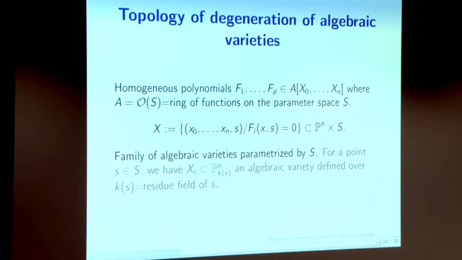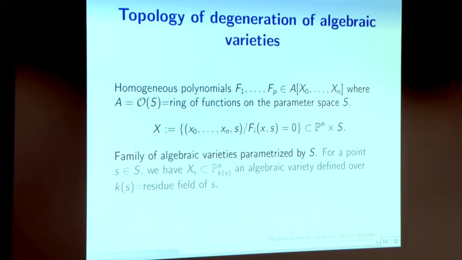So what's the setting for this? It's the same setting as before. I have homogeneous polynomial equations, but the coefficients of these equations are in a ring A, and this ring A is the ring of functions on a space of parameters S. I will give examples of what S is in this talk in the next slide. Now I look at the subspace inside the projective space times S where these polynomial equations vanish. This X sits over S and is the total space of a family of algebraic varieties. So if I pick a point in S, then I get a fiber.